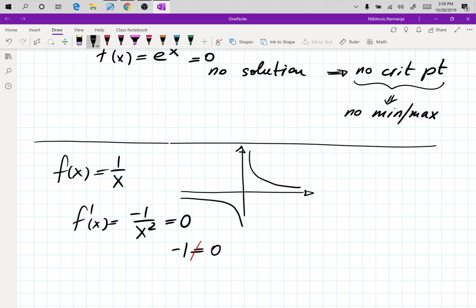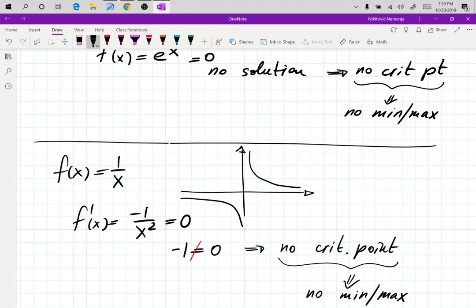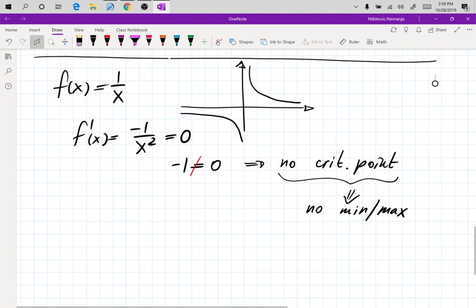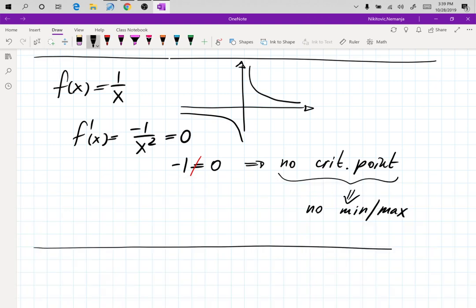So again, no critical point, and all of that means no min max. So these are the calculations. Now obviously we're going to make this more interesting with functions that are not just basic functions like we had so far, but that boils down to your ability to solve equations and take derivatives. The concept is always the same.